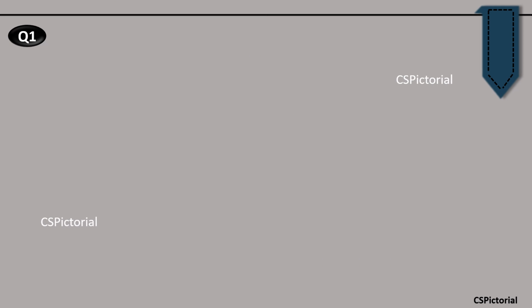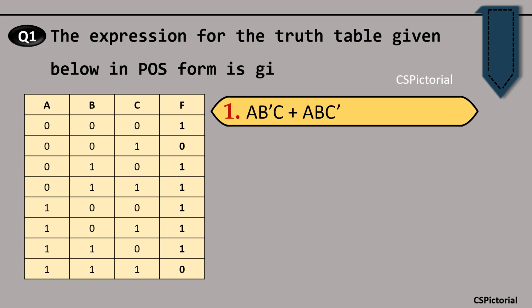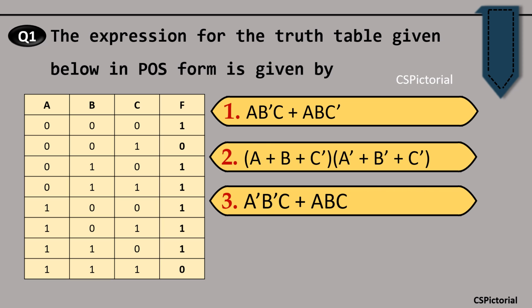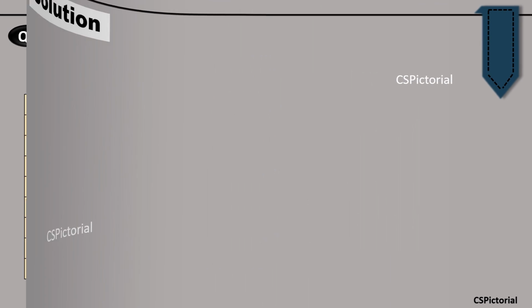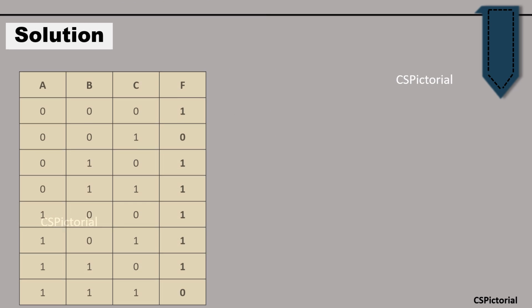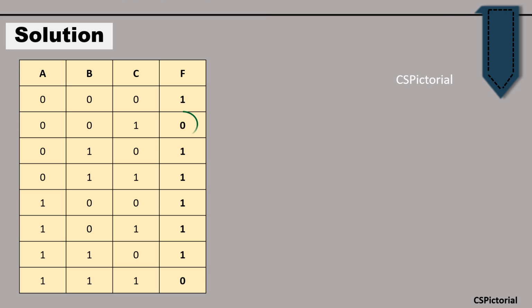In the first problem, we are asked to find the expression in POS form from the given truth table, and options are given. Since we are asked to find the expression in POS form, pick out the truth table entries for which the output value is 0 and write the corresponding max term.